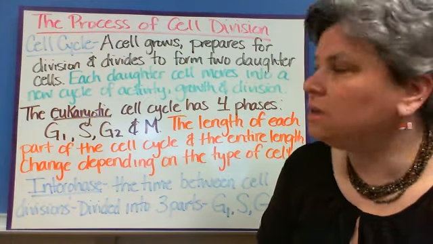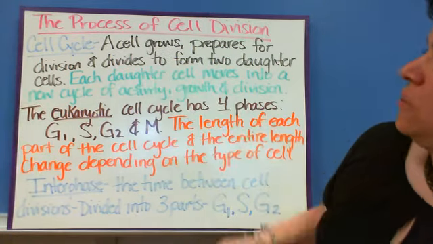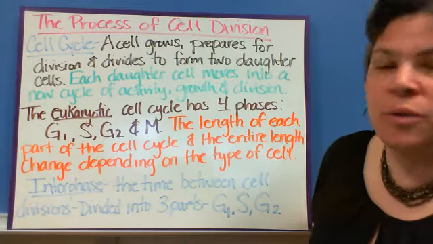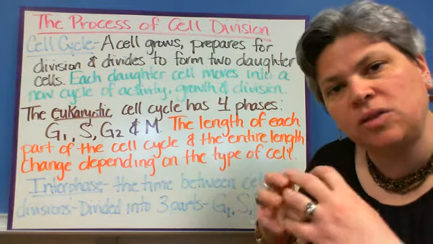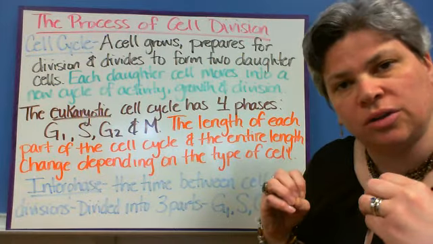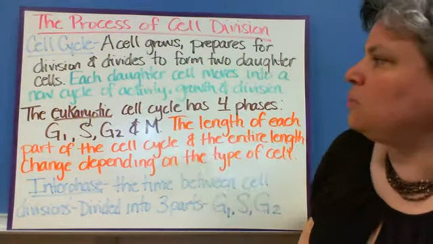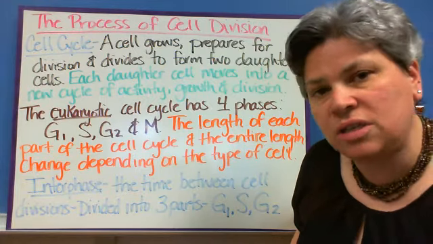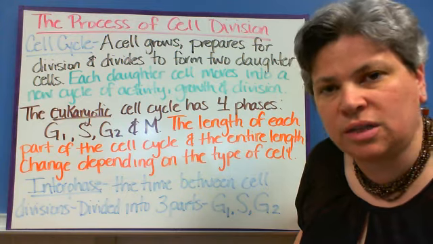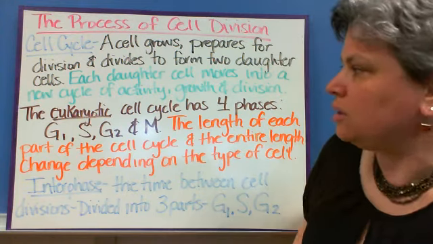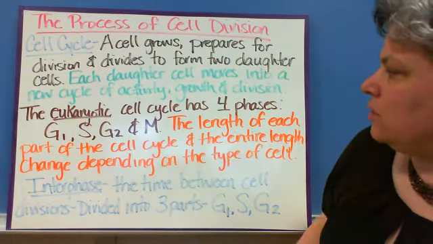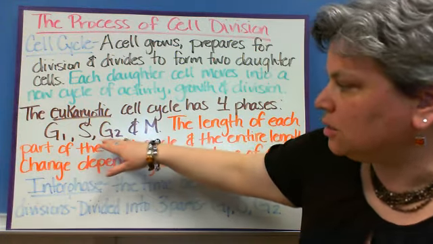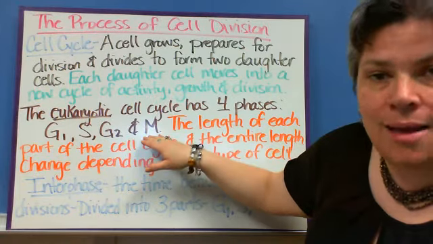and what happens. The cell cycle: as a cell grows, it prepares for division and it divides to form 2 daughter cells. So remember, when that cell splits in half, each new cell is called a daughter cell. Each daughter cell moves into a new cycle of activity, growth, and division. And this just continues on for as long as those cells continue to thrive and reproduce. The eukaryotic cell cycle has 4 phases: G1, S, G2, and M.